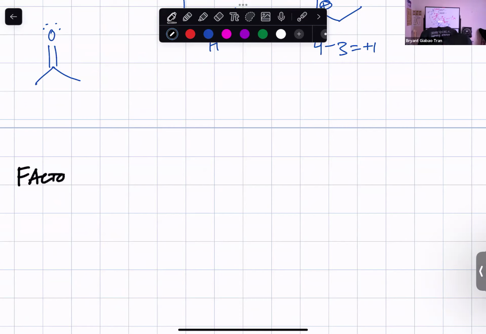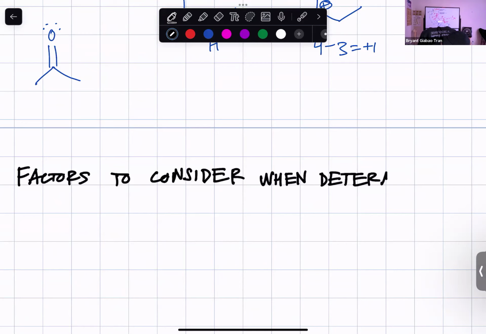Factors to consider when determining the major resonance contributor.